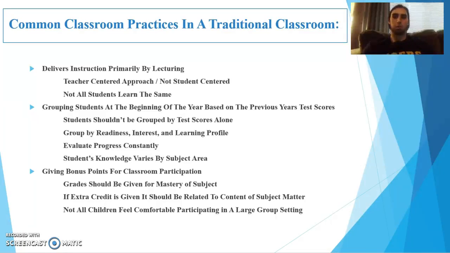The last practice is giving bonus points for classroom participation. In a traditional classroom, the teacher may give bonus points as she wants students to actively participate. However, in a differentiated classroom, the grades should be determined by mastery of the subject matter. If extra credit assignments are given, they should be related to the content of what is being taught. Not all children are outgoing, and many may feel uncomfortable talking out loud during a traditional class. They may be more comfortable in a one-on-one situation or in a small group. There is no reason to discriminate and give bonus points only to those kids who are willing to participate in a large group traditional classroom setting. Again, each student may prefer a different learning environment, and that is okay.